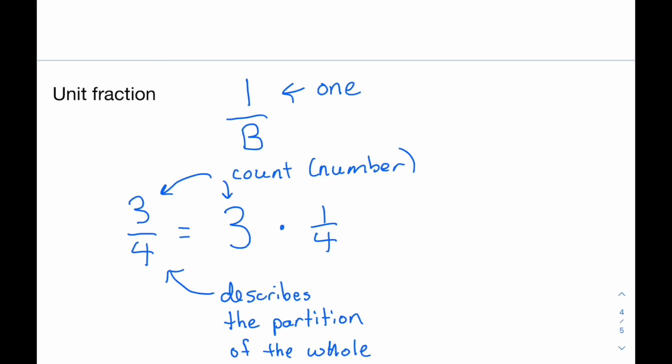So the fraction is essentially shorthand, with the numerator telling us the number of parts and the denominator telling us the size of the parts or the name of the parts. In this case, our parts are 1/4 of the whole.